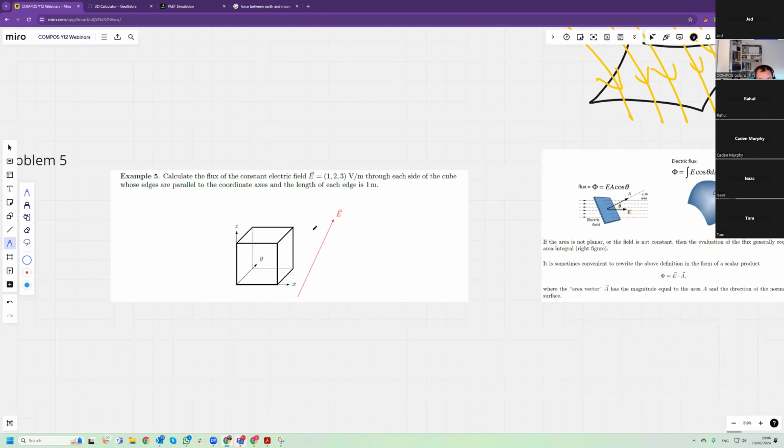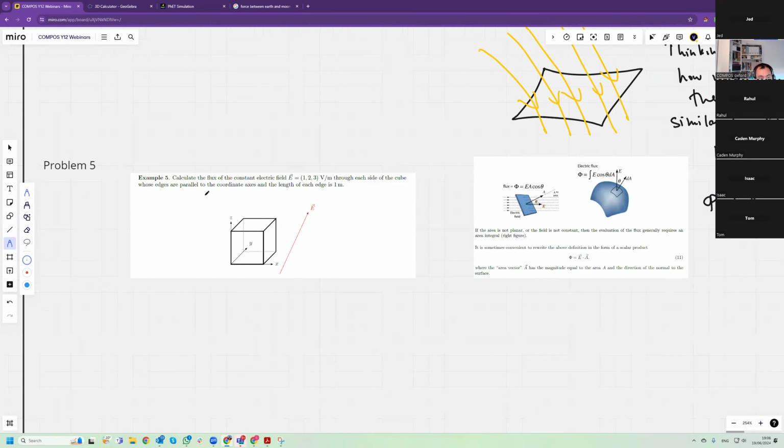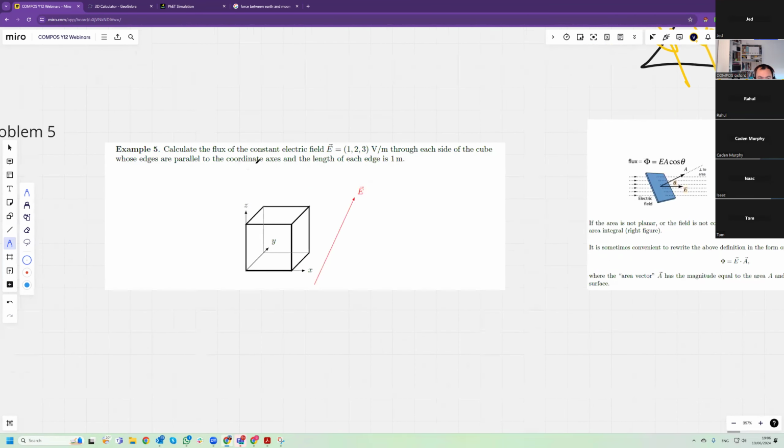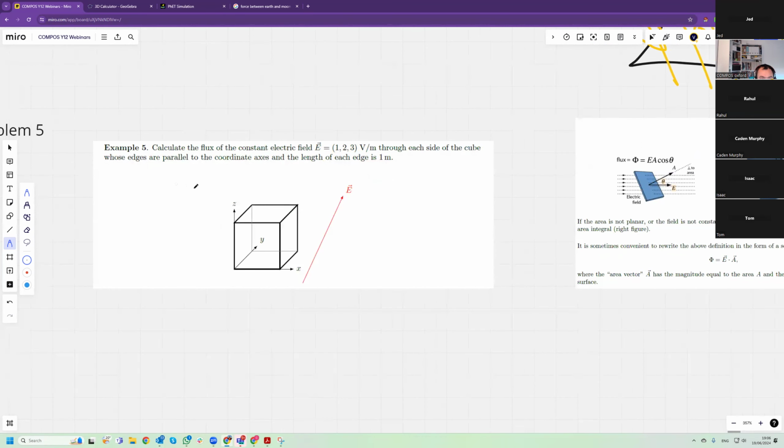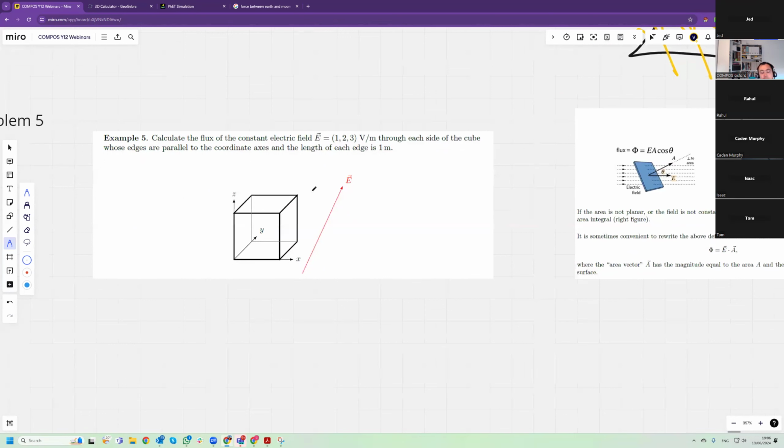Right, so let's look at this. This is example 5 from the assignment. Calculate the flux of the constant electric field through each side of a cube whose edges are parallel to the coordinate axes, and the length of each edge is 1 meter. So the cube has 6 surfaces. Looking at this surface, for example, we want to know how much electric field passes through this surface.